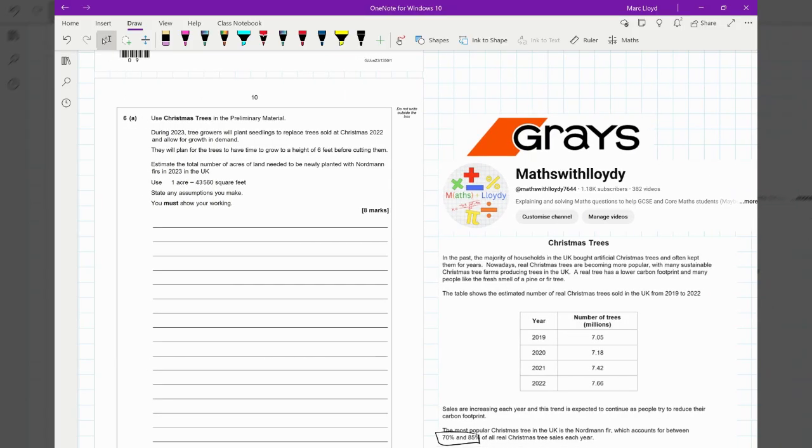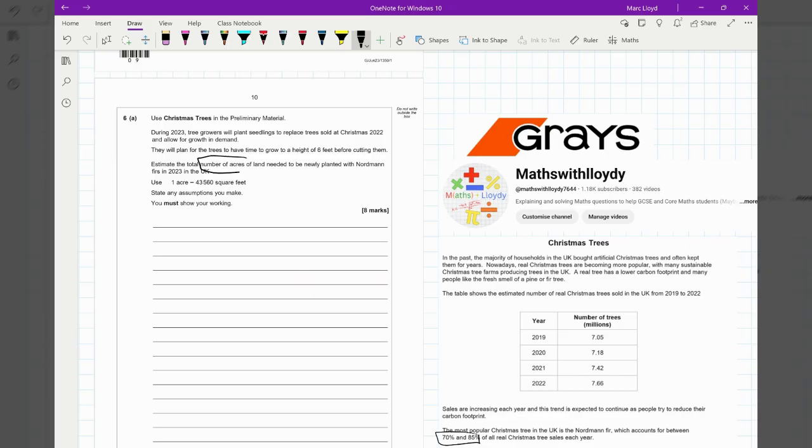So we're going to use the Christmas tree preliminary material. It says during 2023, tree growers will plant seedlings to replace trees sold at Christmas 2022 and allow for growth in demand. They will plan for trees to have time to grow to a height of 6 feet before cutting them. Estimate the total number of acres of land needed to be newly planted with Nordman firs in 2023 in the UK. Use 1 acre to equal 43,560 square feet. State any assumptions you make.